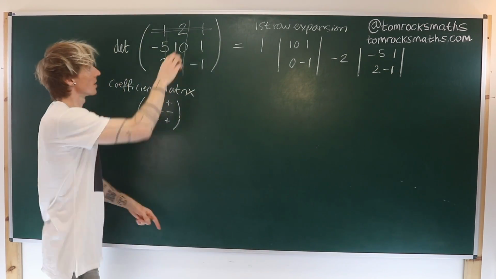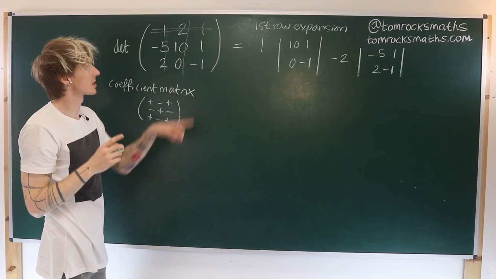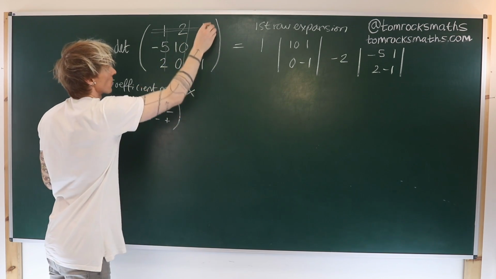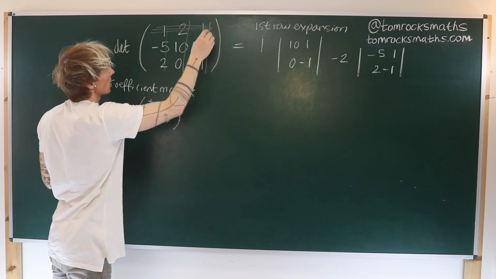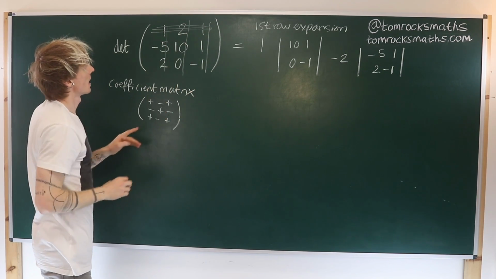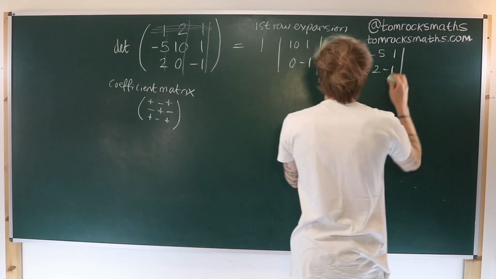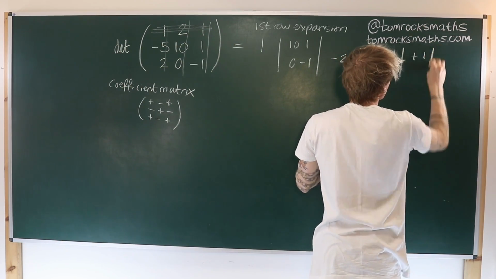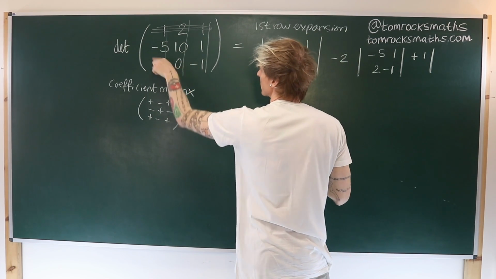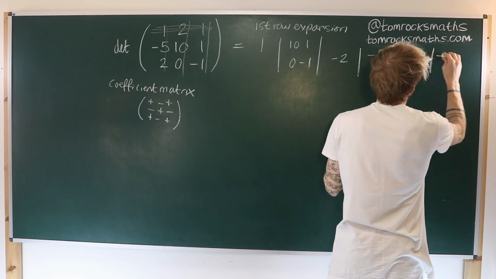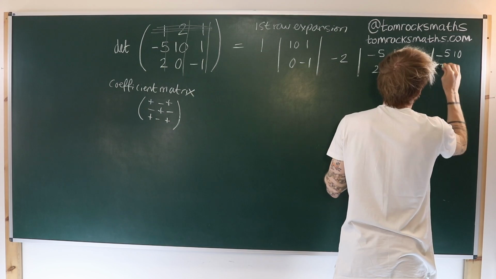And then the third and final term, so that's now a plus, and we have 1, so we cross off this one and the top, and we're left with these elements. So it's going to now be plus 1, and that's multiplied by this 2 by 2, minus 5, 10, 2, 0.